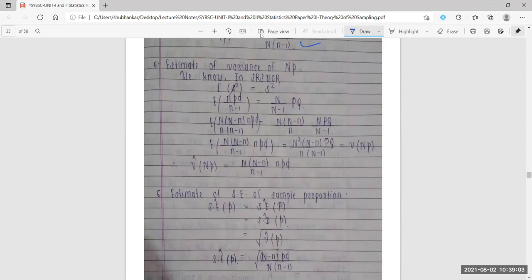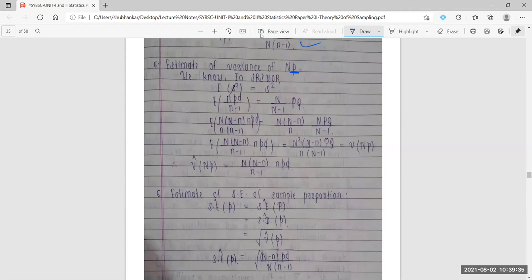When you are studying or trying to understand these terms, you can easily grasp all of them: the variance, standard error, population total, and unbiased estimation in the theory of attributes. Next, the estimate of variance of NP. NP means the population total, so this is the variance of the population total.